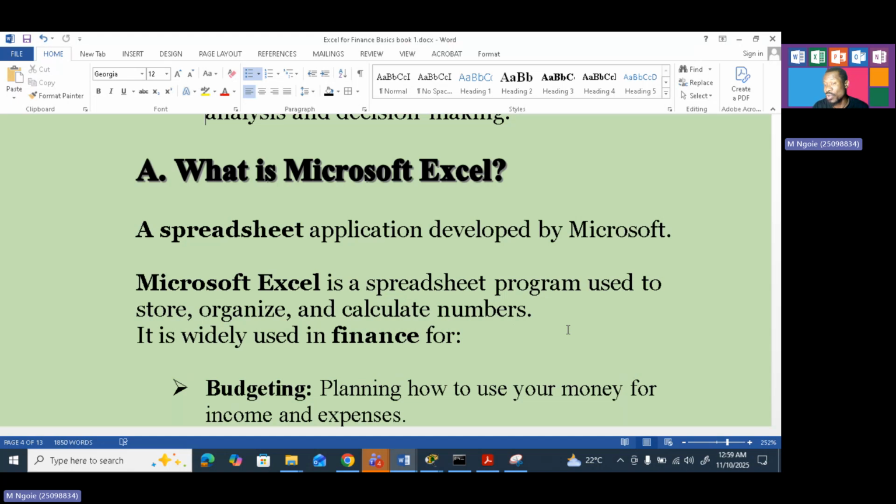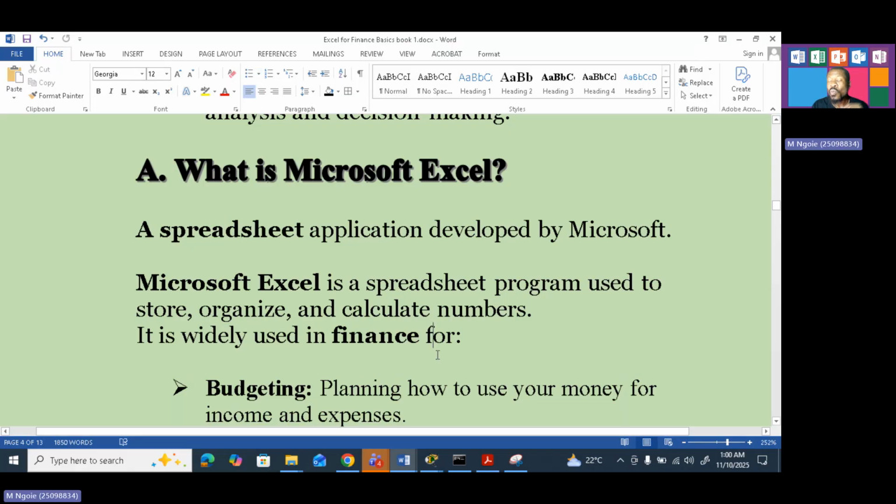numbers. Remember, we're talking about finance. We're talking about money. Money will be represented by numbers. How to save those numbers, how to organize them, and how to calculate. Remember, you have to pay bills. You have to pay your workers. You have to calculate. You have to budget. All those things require calculation. You're going to need a software that will allow you to store your numbers, your money, to organize your money, and to make calculations on your money, right?